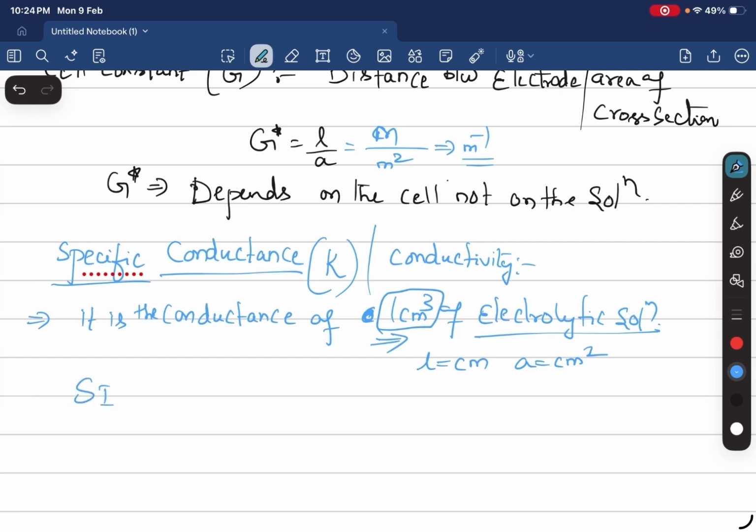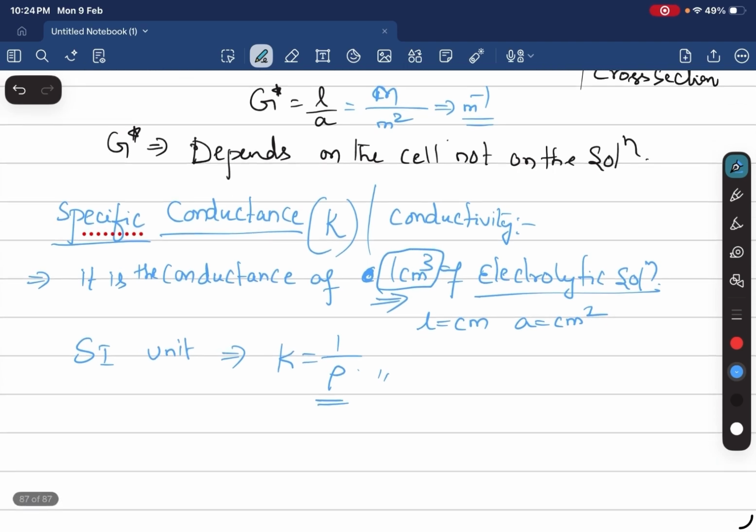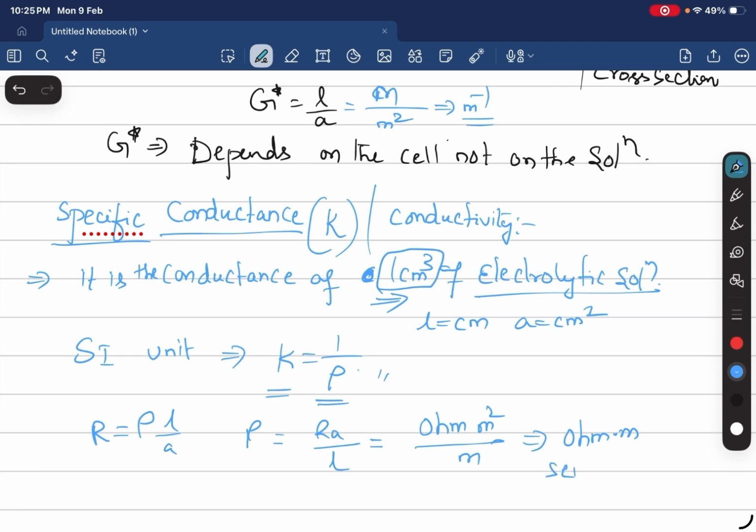So for the SI unit, here kappa we can write as 1 by rho. We can also tell the same thing: it is the reciprocal of resistivity. Reciprocal of resistivity is also called kappa. So for the SI unit, R equals rho into L by A. If you want rho, it is RA by L. So ohm meter square by meter, if you take, what you will get is ohm meter. Or we also call it Siemens per meter. So this is the unit.